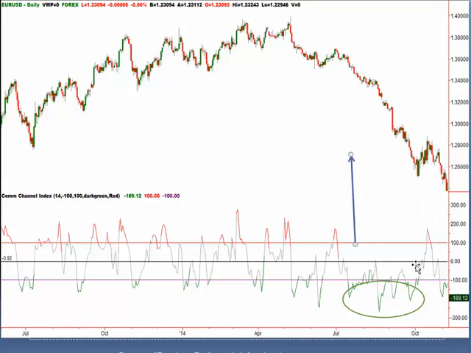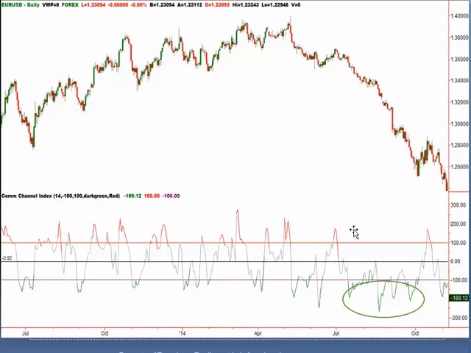It depends what type of trader you are. Some people like to take profit as soon as it hits the above 100 line. Others like to wait for it to cross below zero, because sometimes the momentum just picks up and you might have caught the bottom of the market or the top of the market.